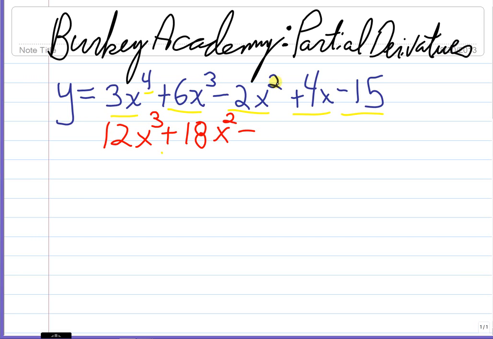Minus 2 times 2 is 4x. Subtract 1 from the 2, and you get 4x to the first, plus 4 times x. So this is really 4 times x to the first. 1 times 4 leaves the 4. Subtract 1 from that exponent, and you get x to the 0 power. But x to the 0 power is just 1, so we don't have to write that down. Typically we won't. And then minus 15, the constant, the derivative is just 0.